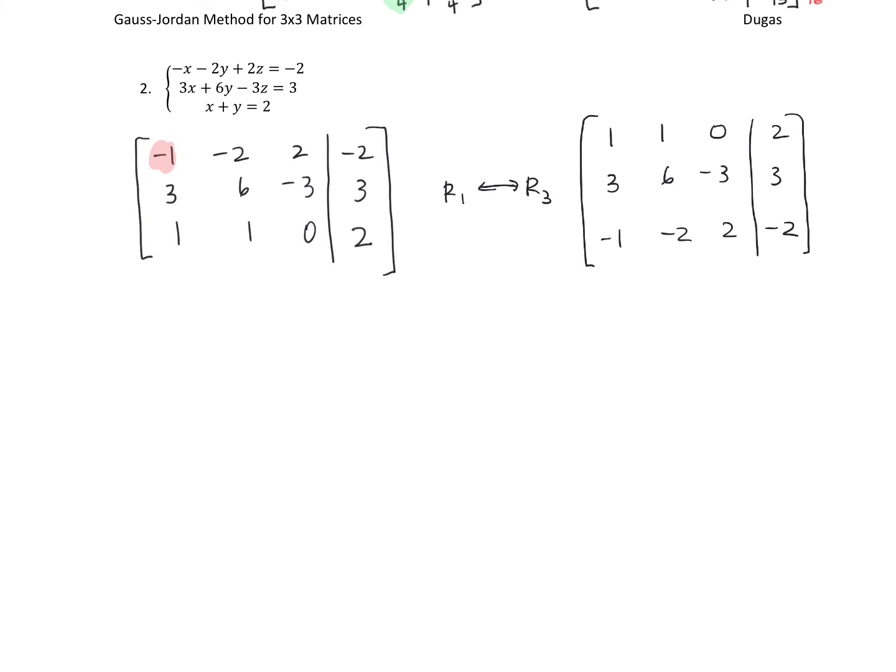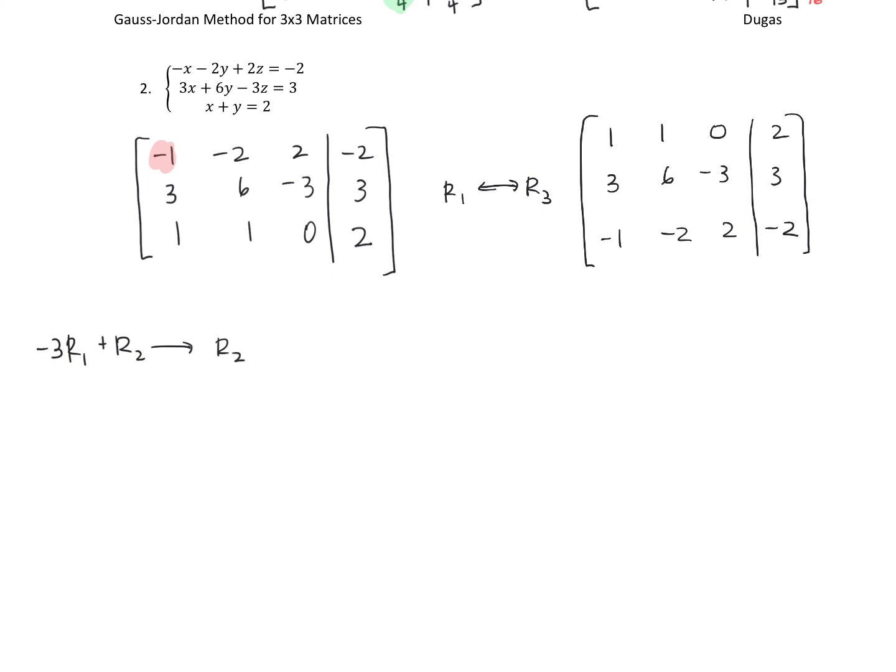Remember, we're working on the first column, so we want everything under that 1 to be a 0 now. So we're going to multiply the row with the 1, so row 1, by the opposite of whatever we want to 0 out. So the first thing I'm going to 0 out is the 3 in A21. So I want to multiply by a -3. I'm going to then add that to the row I'm 0ing out and replacing that row.